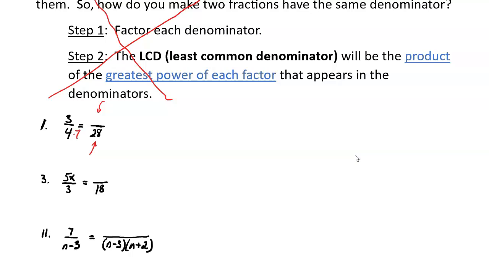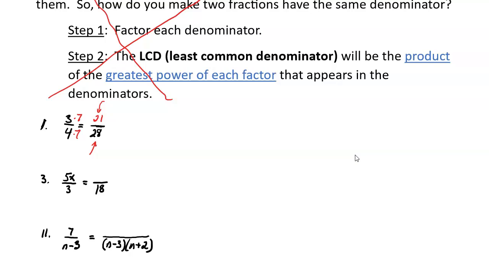4 times 7 is 28. Then multiply the numerator by 7 as well, and you will create 21 as the numerator of the new fraction. The fraction 3/4 is equal to the fraction 21 over 28. The fractions are equivalent to each other, but they have different denominators.